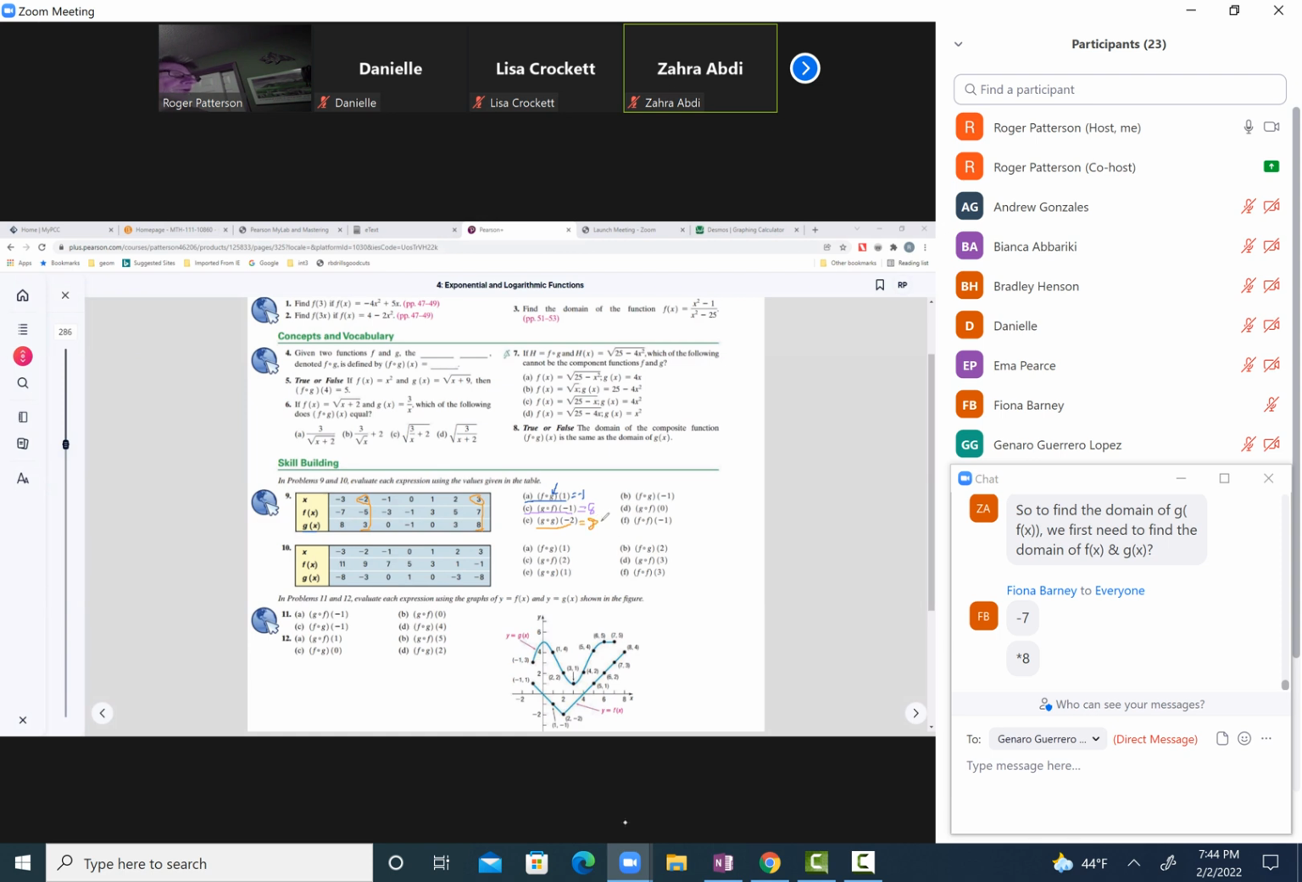Kind of a crazy looking 8, huh? But that's how that works. You really don't worry about it being g of g. You just start here and go to g, and then you go over here and then go back down to g again. Questions on those?